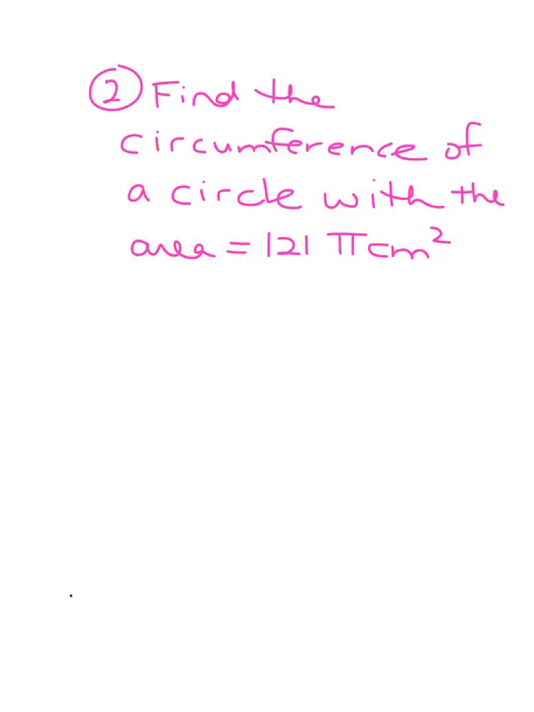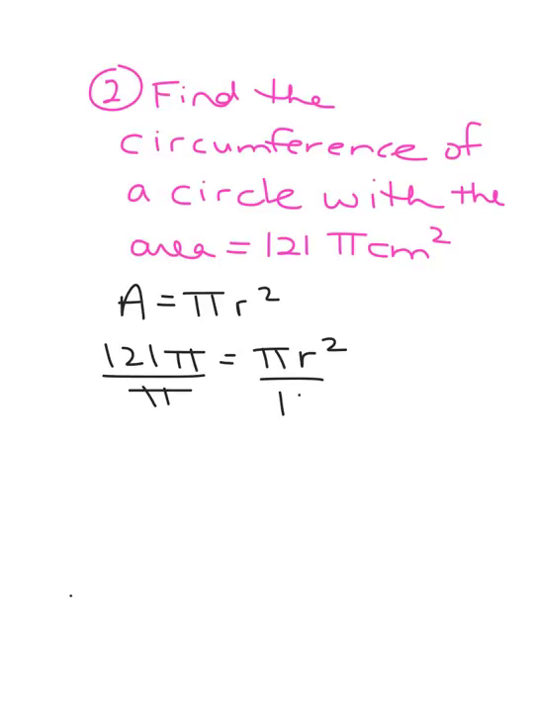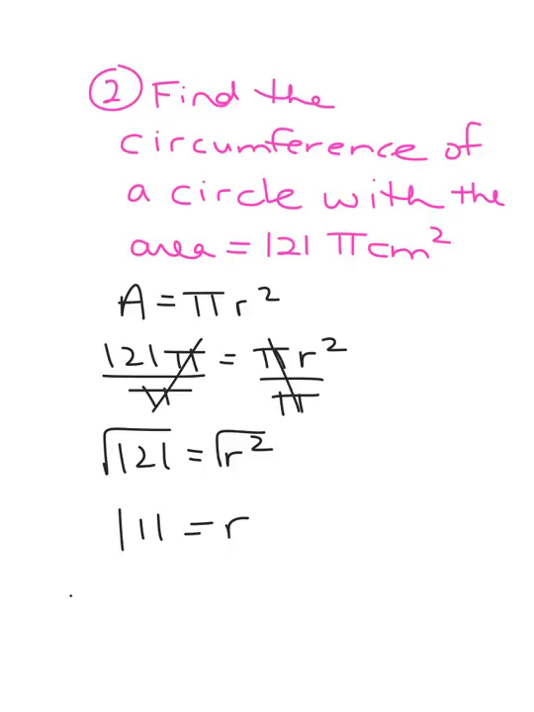The next problem says find the circumference of a circle with the area equal to 121 pi centimeters squared. So this time we're doing the opposite. We're given the area, so we know area is equal to pi r squared. So I have 121 pi is equal to pi and then r squared, which we don't know yet. If I divide both sides by pi, again, that'll simplify my pi away, so I have 121 is equal to r squared. Take the square root of both sides. I know that r has to be positive, so the radius is 11.